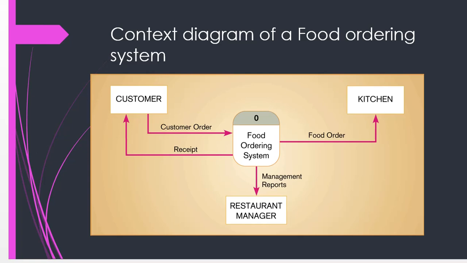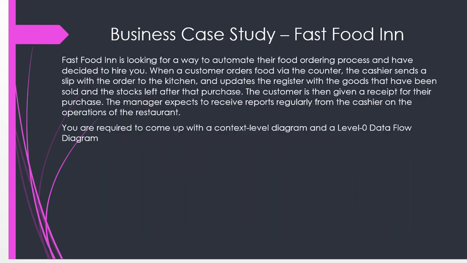So in this case, if we look at our business case, it says Fast Food Inn is looking for a way to automate systems. When a customer orders food via the counter, the cashier sends a slip with the order to the kitchen, and updates the register with the goods that have been sold and stocks left after the purchase. So if we are drawing a context level diagram, what we are going to focus on is what external entity, be it another system or a person, is interacting with the system. Who is interacting with the system? So in this case, we are concerned with the customer.